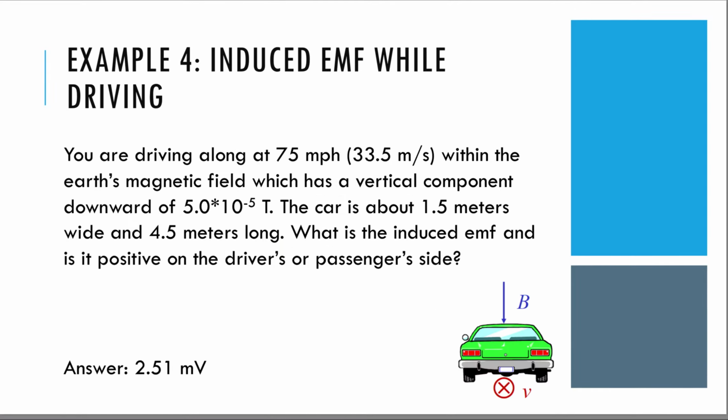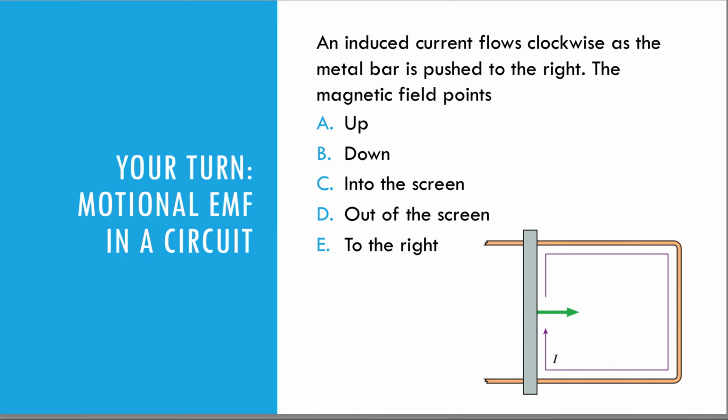Let's take a look at one more question here. It says that we have an induced current flowing clockwise as the bar is pushed to the right. So which way was the external field? This is where we have motional EMF, and our bar that's going to have the EMF induced is attached to a loop, so we know that there's going to be a current induced.